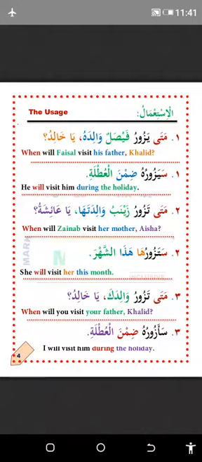الاستعمال, the usage. واحد, number one. متى يزور فيصل والده؟ When will Faisal visit his father? يا خالد. Khalid. The response: سيزوره ضمن العطلة.